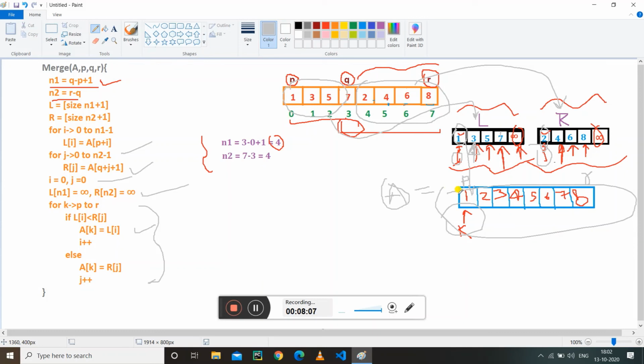So I hope you are clear with the merge procedure, which is the main thing. Let me explain quickly what the merge sort algorithm is. I will explain merge sort in more depth in the next lecture. If you understand this procedure, then merge sort will be very easy, because you just learned the main thing.